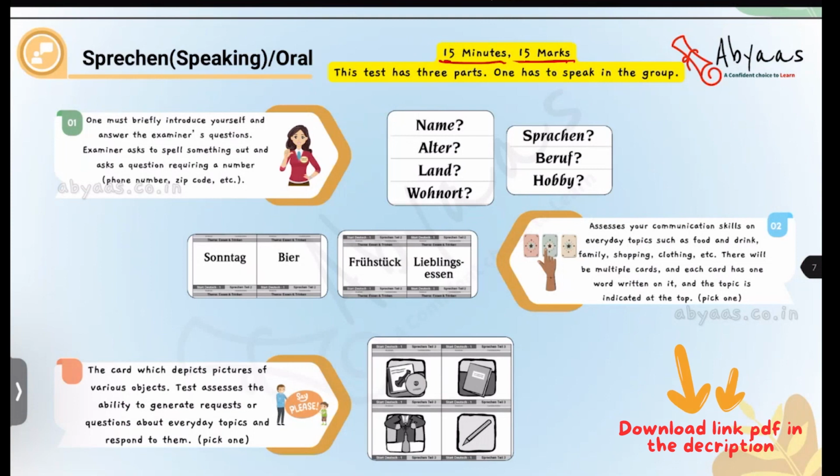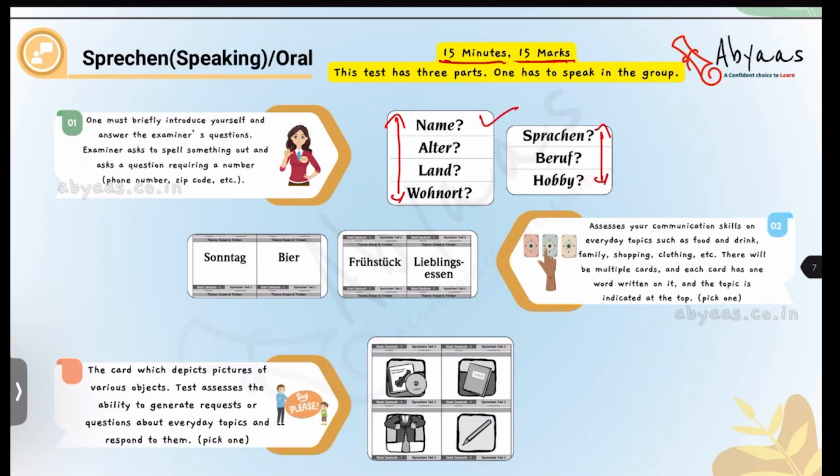So in the first part, they have given the fields to you regarding your introduction. So you have to complete all these fields: what is your name, what is your age, where you are coming from, where you are residing, which languages you speak, what you are by profession, what are your hobbies. Once you're done with this introduction, they might post a question based on alphabets, or they might post a question based on the numbers.